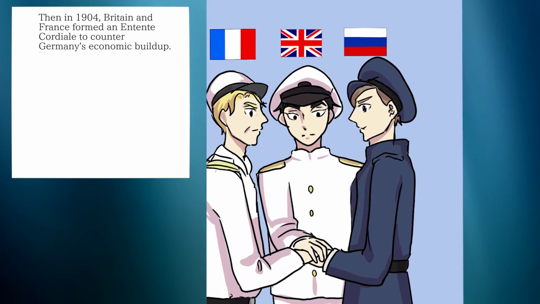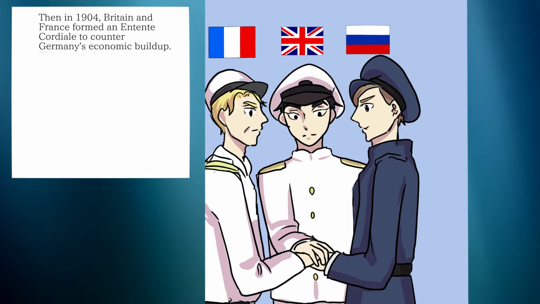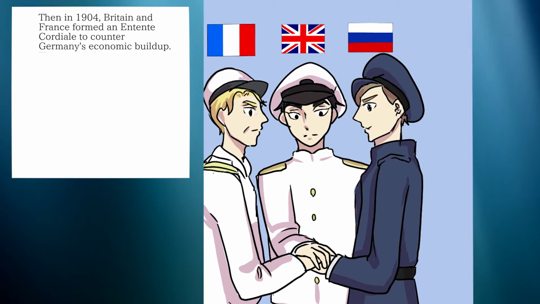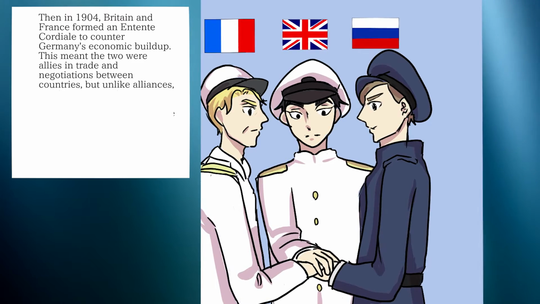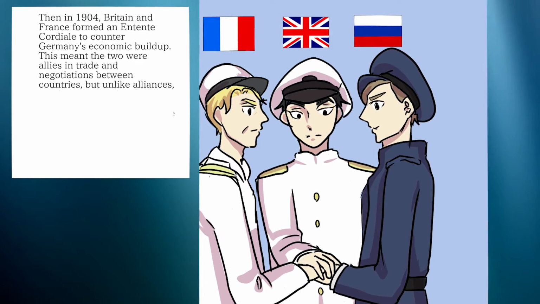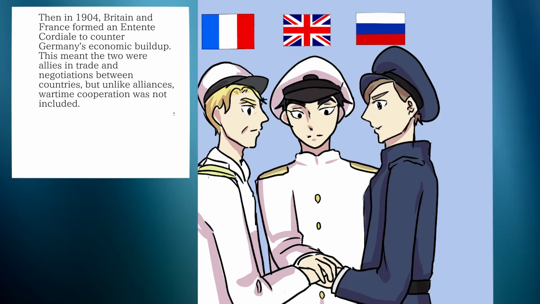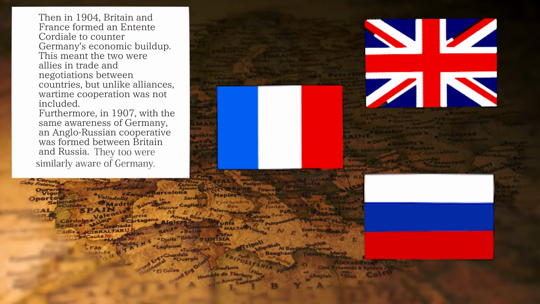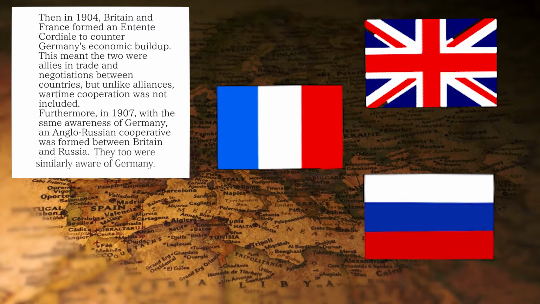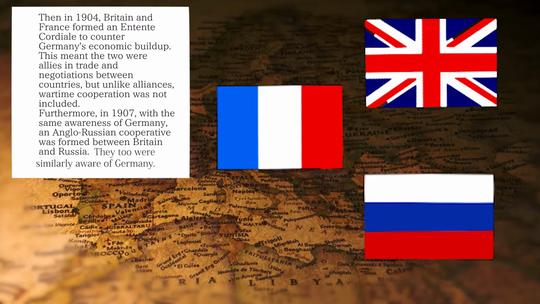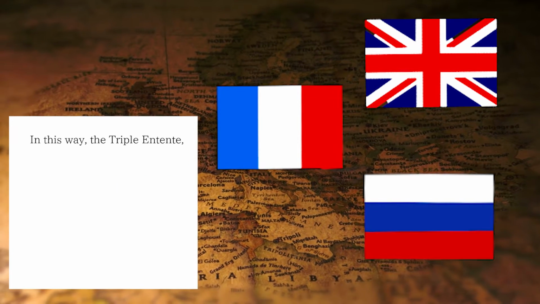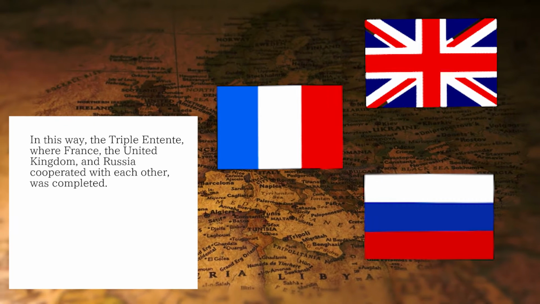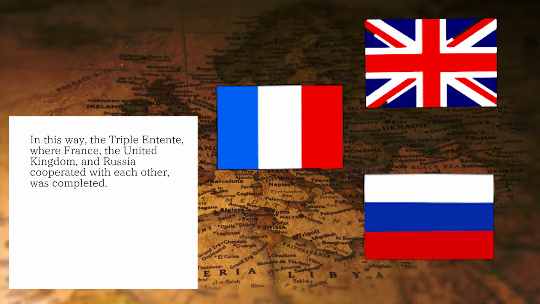Then, in 1904, Britain and France formed a cordial agreement to counter Germany's economic buildup. This meant the two were allies in trade and negotiations between countries, but unlike alliances, wartime cooperation was not included. Furthermore, in 1907, an Anglo-Russian cooperative was formed between Britain and Russia. They too were similarly aware of Germany. In this way, the Triple Entente, where France, the United Kingdom, and Russia cooperated with each other, was completed.